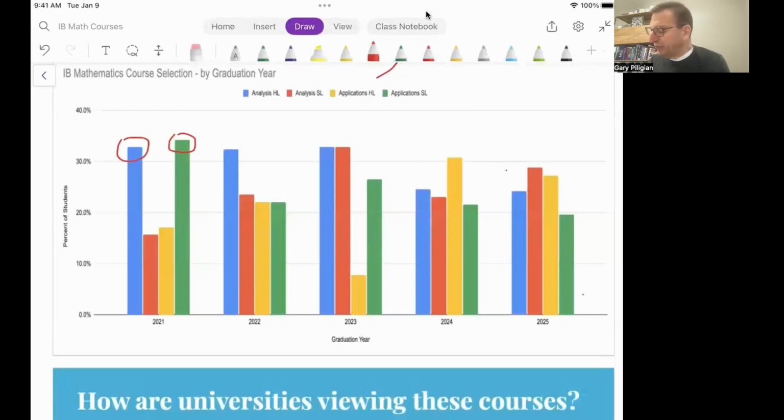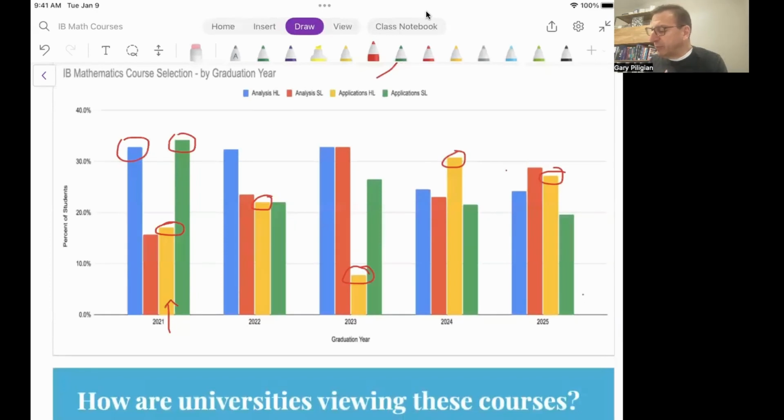And the one that's shown the most variability, I guess, is applications HL. We had not quite 15 to 20% of our students take it, and then it jumped up to more than 20%. We had an off year in 2023 where very few people, for whatever reason, chose it, but then it's been probably one of the more popular courses for the last 2 sections of students.